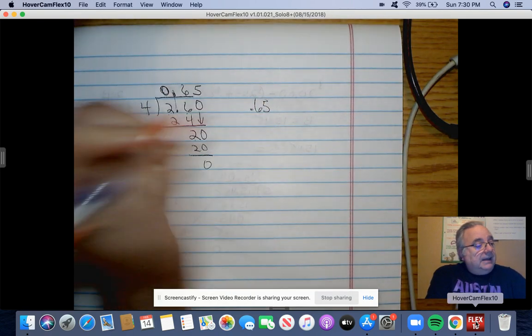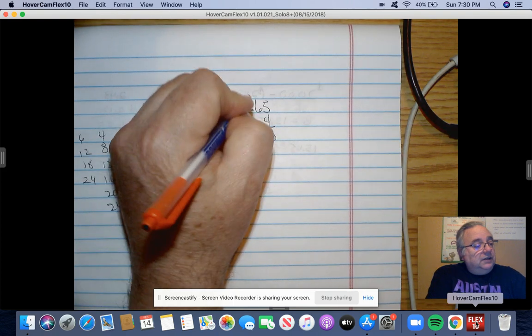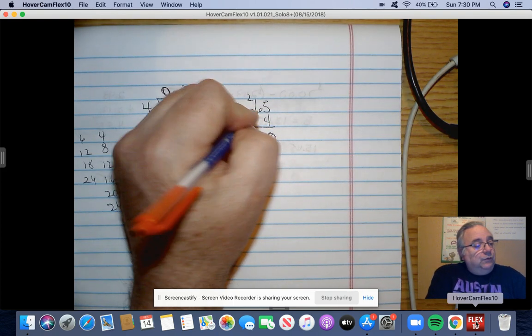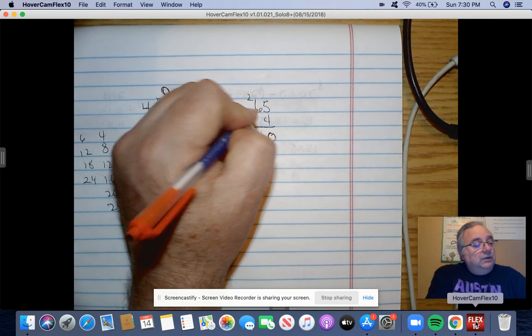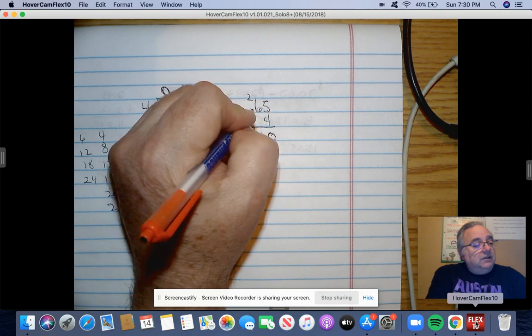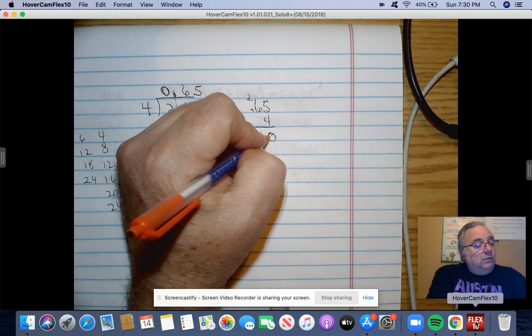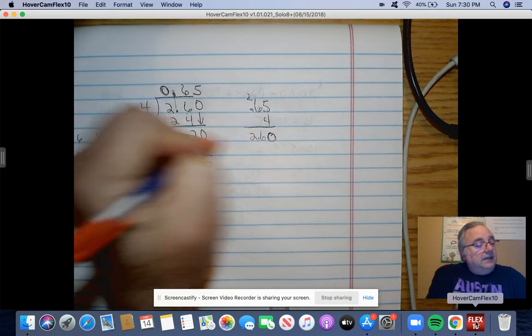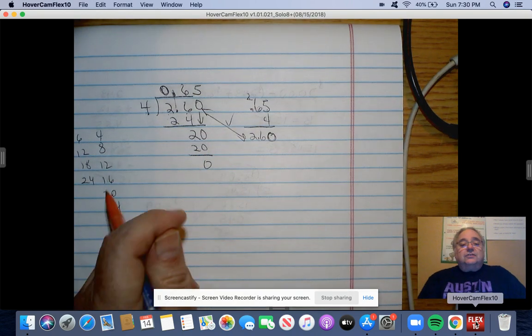How do I know that's correct? I multiply it back out. 4 times 5 is 20. 0, carry 2. 24 plus 2 is 26. I have 2 place values to the right of the decimal point. 1, 2. So the answer here equals that one. So that is the correct answer.